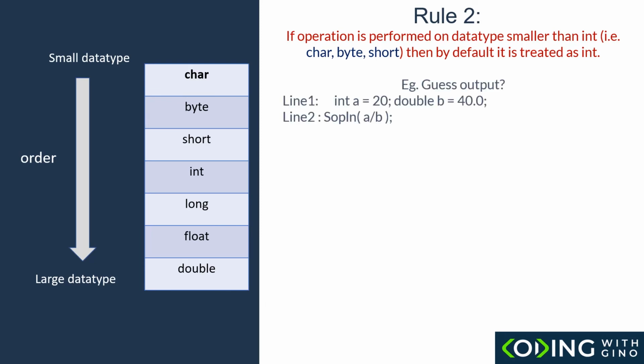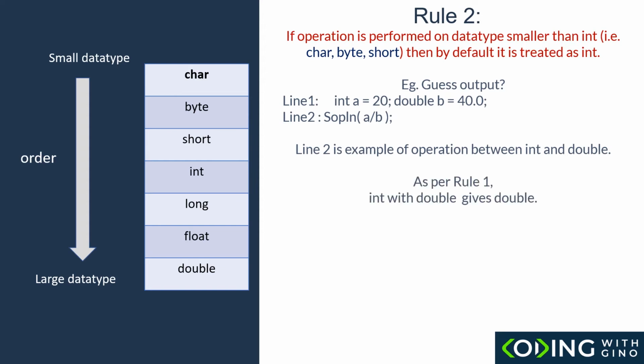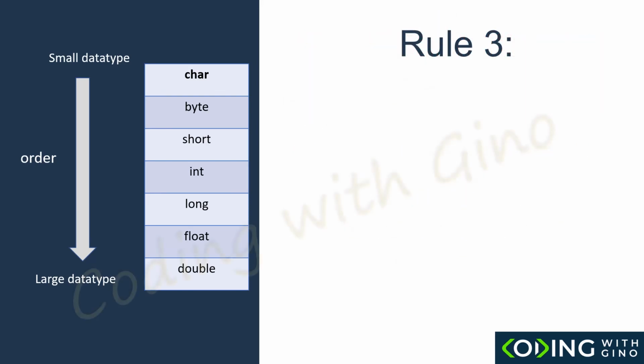We made B of type double, and we're printing A divided by B. In this example, the operation is between int and double. According to rule 1, result of int with double is the larger data type. The output is thus of type double. The answer is thus 0.5, which is double, and that's the output. So these were some tricky questions, and we saw how using these rules, we can find answers to them. Let's move on to Rule 3.